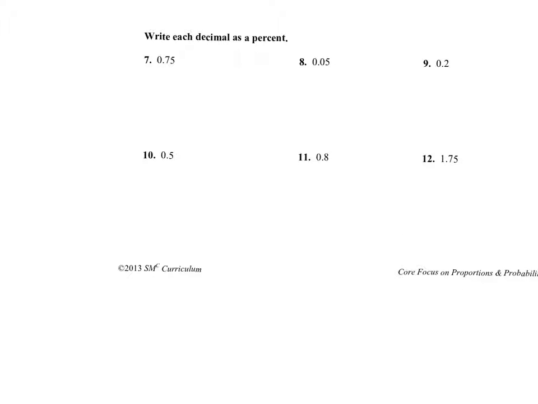To convert a decimal to a percent, all you do is move the decimal 2 spots to the right, so 0.75 is 75%.